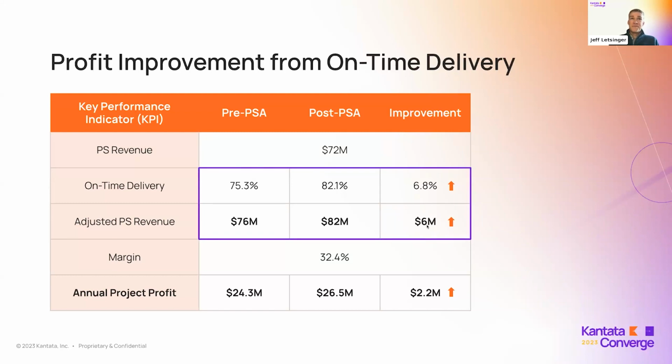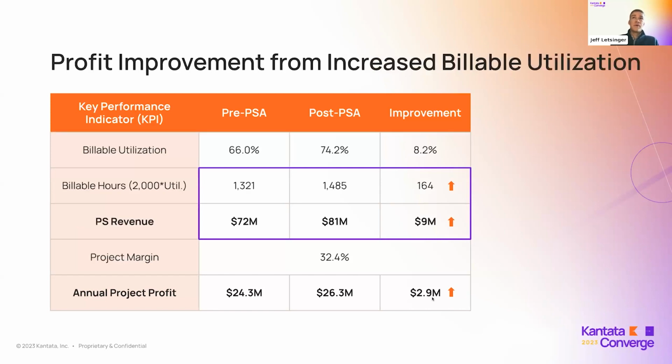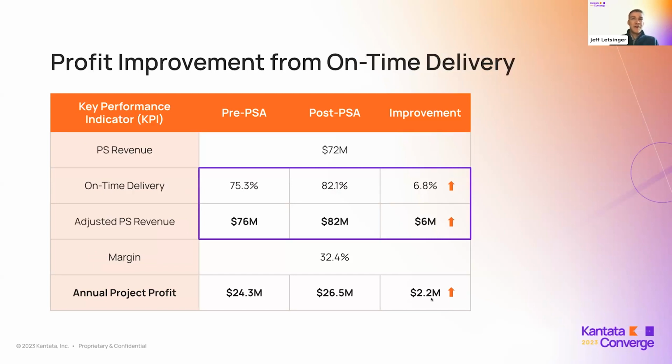So trickling down from $6 million improved in revenue, that ultimately equates to over $2 million in profit. So in total, if we're able to, I'm going to go back one, increase our billable utilization, that can translate to almost $3 million in improved profit and $2 million from on-time delivery. That's an over $5 million change in profit and bottom line for our organization by really just focusing on, we need the right people at the right time.